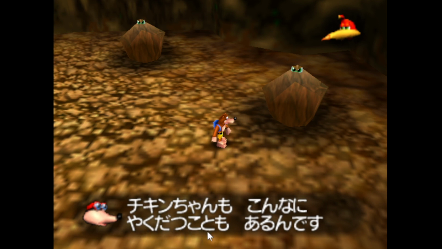Yakudatsu koto, I feel like this koto is like there are points, there are times when Chicken Chan also will be this helpful. And then aru is just to exist. So yakudatsu koto mo arun desu. So I think that is koto mo aru or koto ga aru or koto wa aru even. It just means, this verb, there are times when this verb happens. So there do exist times when Chicken Chan also is this helpful.